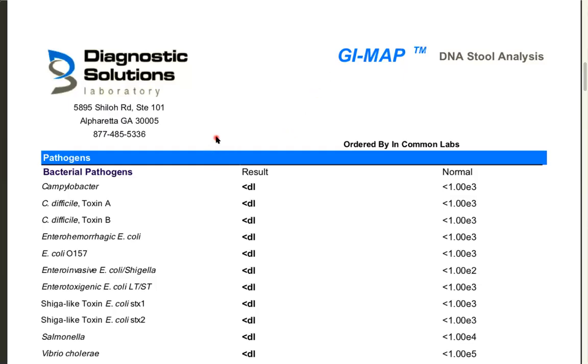Hi, this is Dr. Diana, and I wanted to share a GI map stool interpretation of a patient that I have who is suffering with acne and anxiety.